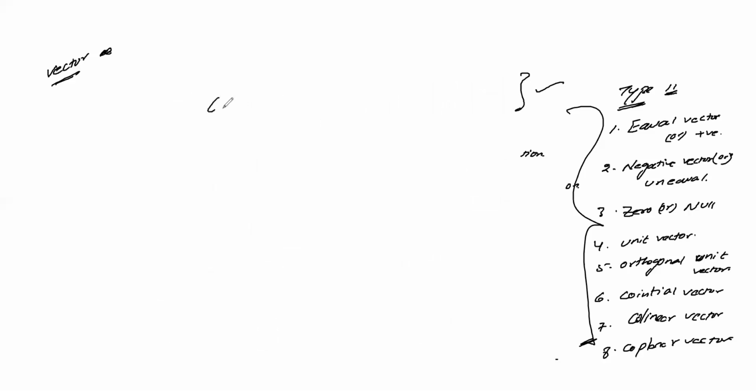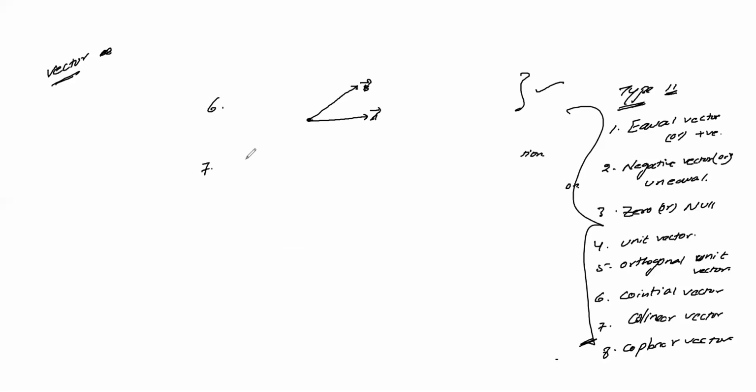Sixth one, coinitial vectors. When both vectors are starting from a common initial point, we call them coinitial vectors. So they have a common initial point here. Both are traveling in different directions, but with a common initial point, we call them coinitial vectors.